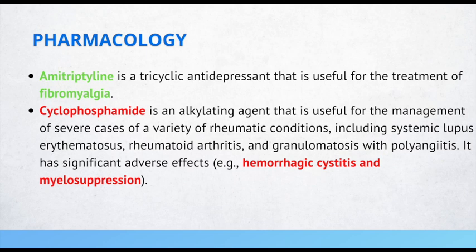Okay, now let's do some quick pharmacology review. Amitriptyline is a tricyclic antidepressant that is useful for the treatment of fibromyalgia. Cyclophosphamide is an alkylating agent that is useful for the management of severe cases of a variety of rheumatic conditions, including SLE, RA, and granulomatosis with polyangiitis. It has significant adverse effects, for example, hemorrhagic cystitis and myelosuppression.